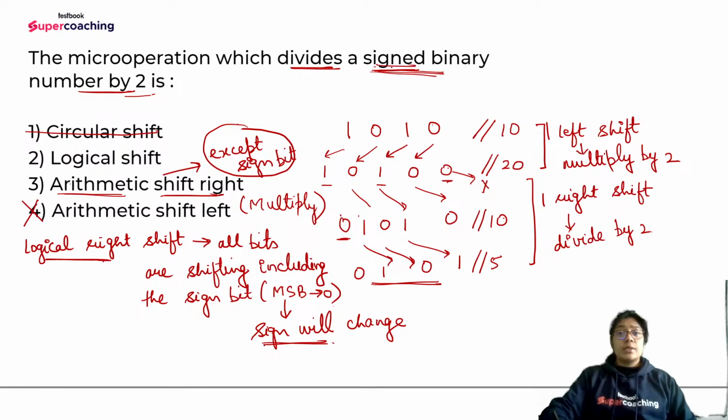Here we are considering the sign of a number, so definitely the correct answer for this question is option 3, that is arithmetic shift right. Make sense? Is this clear? ये shifts हमने किए थे in COA in unit 2. I hope you all remember the concept of shifts.